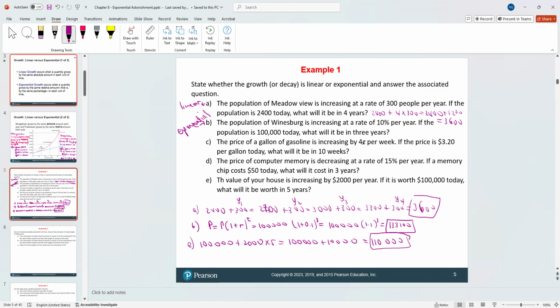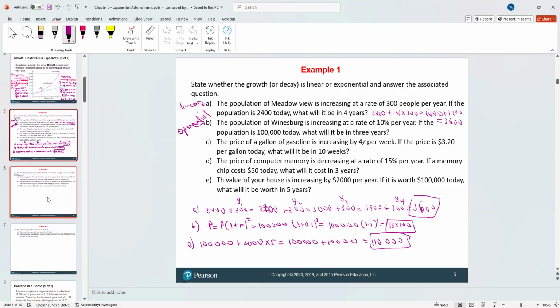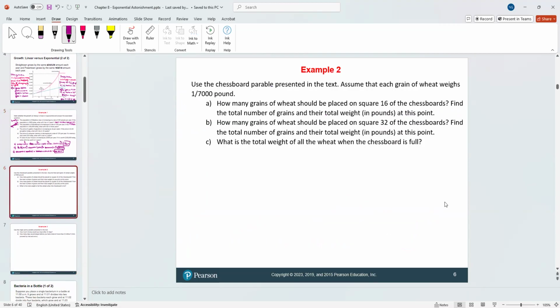Okay, so I try to go with some of these examples with you, but feel free to do some other ones because that's what we're planning on doing for the rest of these sections. If we go with the chessboard, I think we said use the chessboard, a parable presented in the text. Assume that each grain of wheat weighs 1 out of 7,000 pounds.